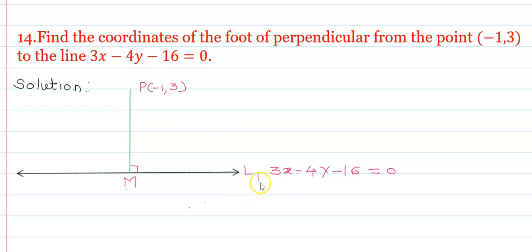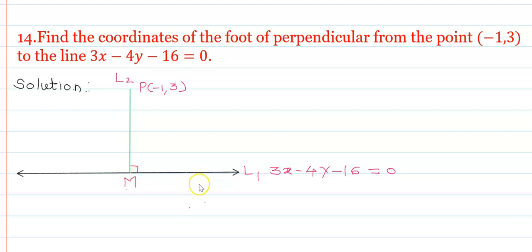simultaneously. The equation of the given line is L1: 3x - 4y - 16. We will find the equation of PM first. Now as PM is perpendicular to L1, its slope is the negative reciprocal of the slope of L1. We know a point on PM, so we will apply the slope-point form and get the equation of PM, which is L2. Solve simultaneously and you will get the coordinates of the foot of perpendicular.